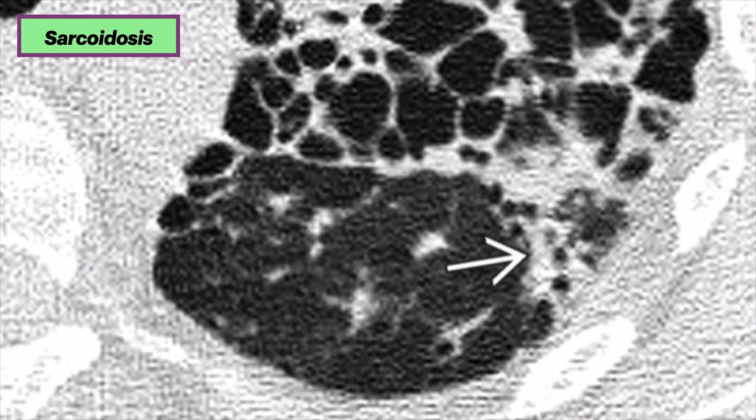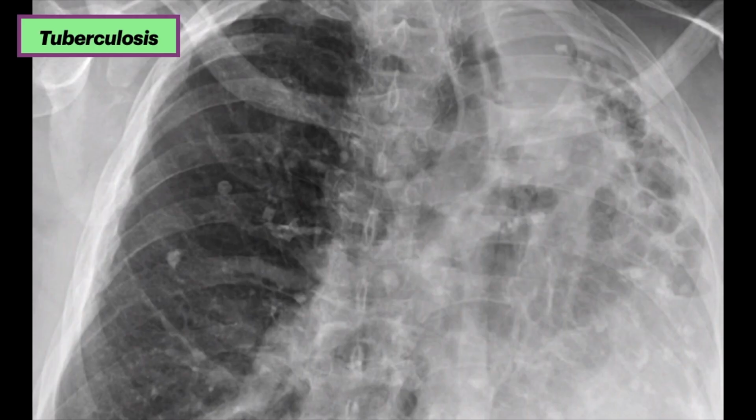This axial CT of a different patient with end-stage sarcoidosis shows marked architectural distortion in the left lung apex with near-complete replacement of the normal lung parenchyma by honeycomb cysts and associated traction bronchiectasis. Next is a case of tuberculosis. This chest X-ray in a patient with history of prior tuberculosis, TB, shows architectural distortion of the entire left lung with severe volume loss and intrinsic bronchiectasis. Note the shift of the mediastinum to the left.